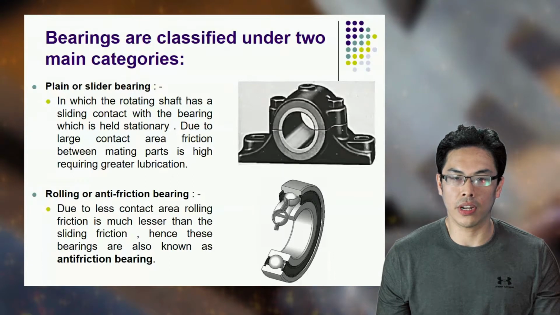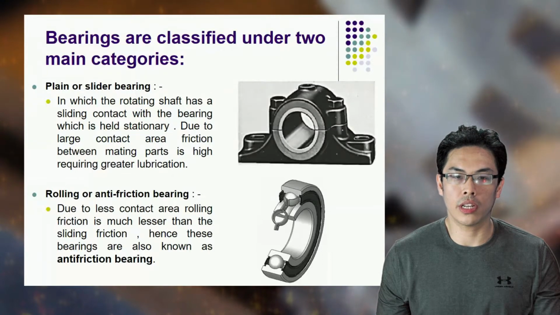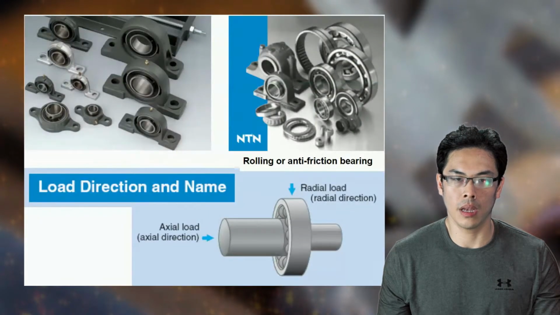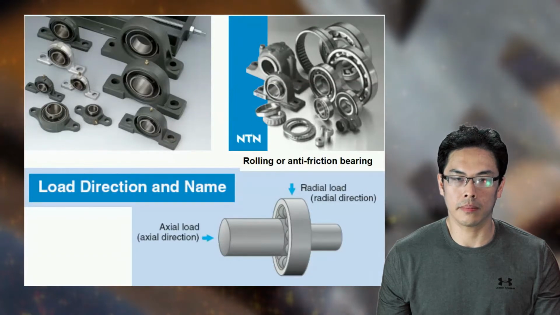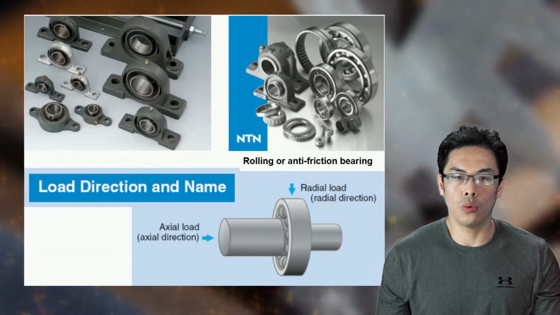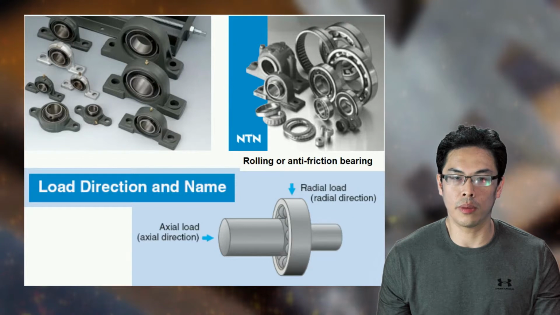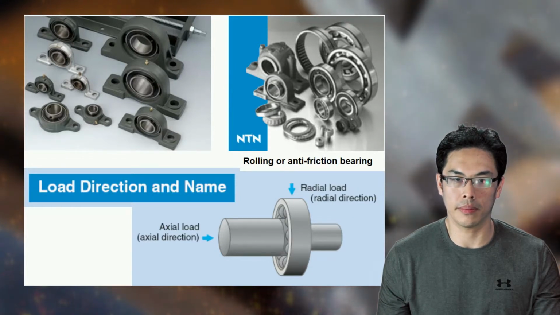Rolling or anti-friction bearing. Due to the less contact area, rolling friction is much lesser than the sliding friction. Hence, these bearings are also known as anti-friction bearing. Ball and roller bearings. Due to low rolling friction, these bearings are aptly called anti-friction bearing. Frictional resistance is considerably less than in plain bearing.